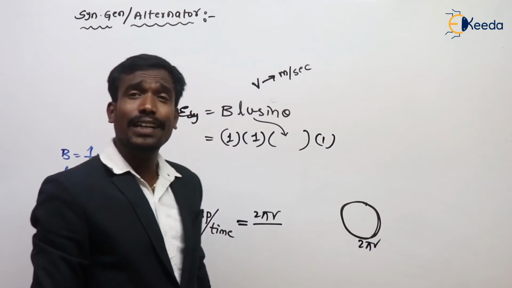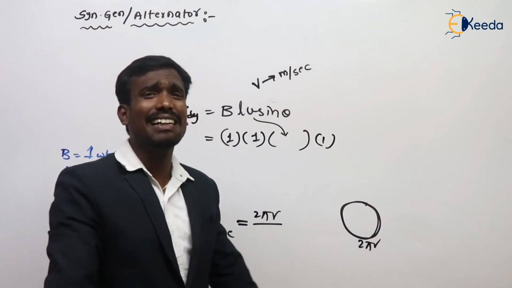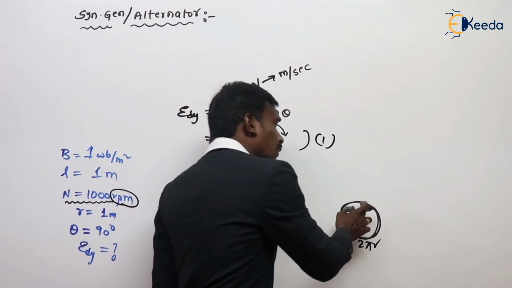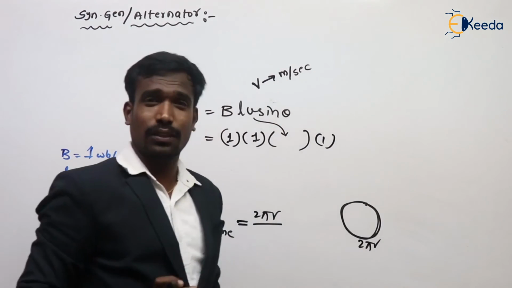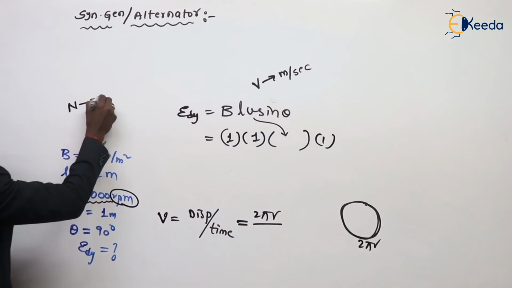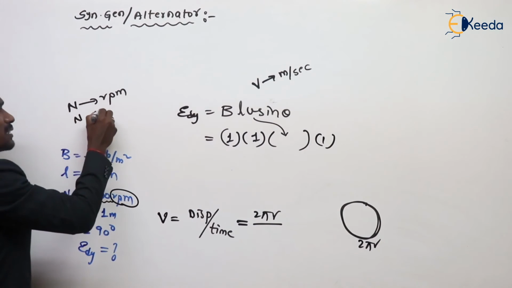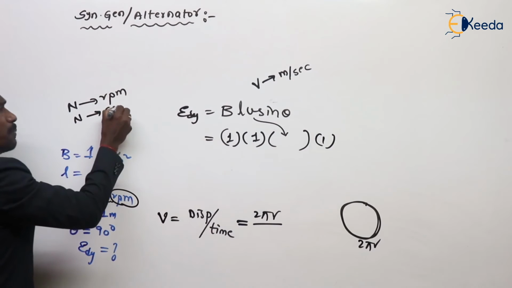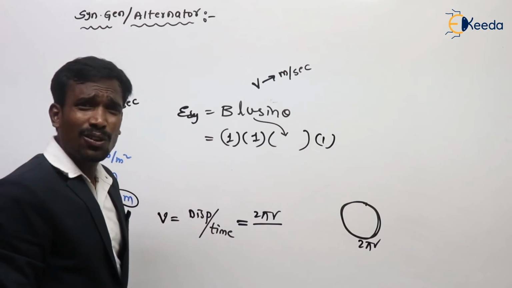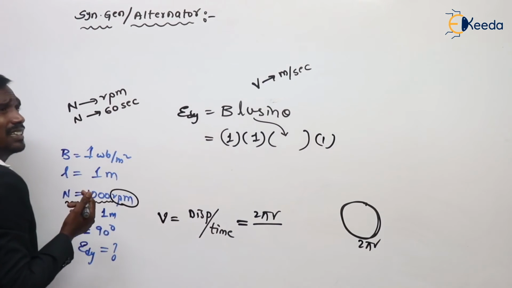What is the time taken to complete one revolution? I have to calculate the time, the time to complete one revolution. Actually, I am given N revolutions per minute. What is the meaning of this? Number of revolutions per 1 minute. 1 minute means 60 seconds. So N revolutions in 60 seconds.